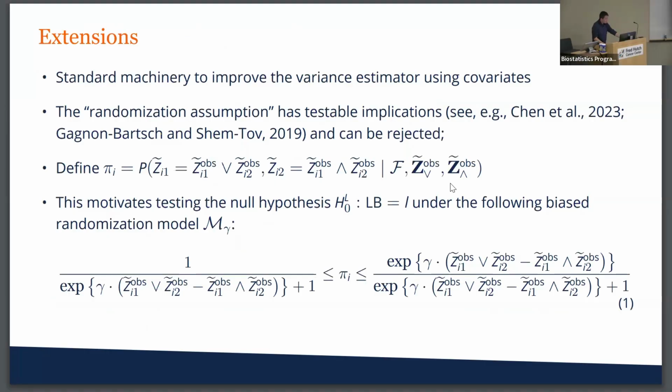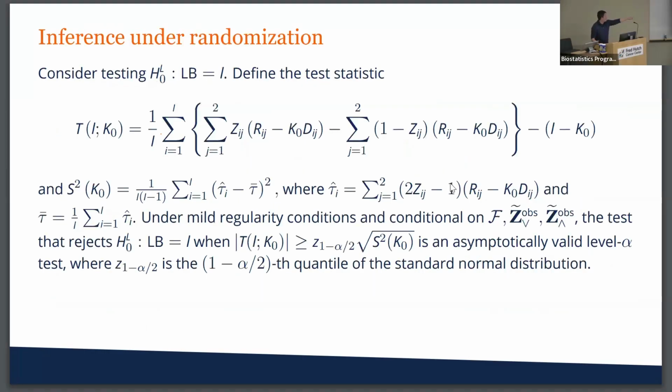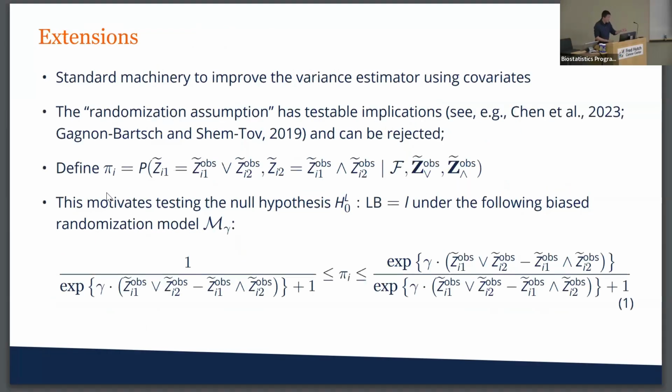You can improve the inference using covariates. I never used covariates in this presentation, but you can. It will actually make your inference slightly more efficient if the covariates predict the outcome difference. Also, as we mention in the paper, another major thing we try to do is this randomization assumption actually has testable implications, and it can be rejected.